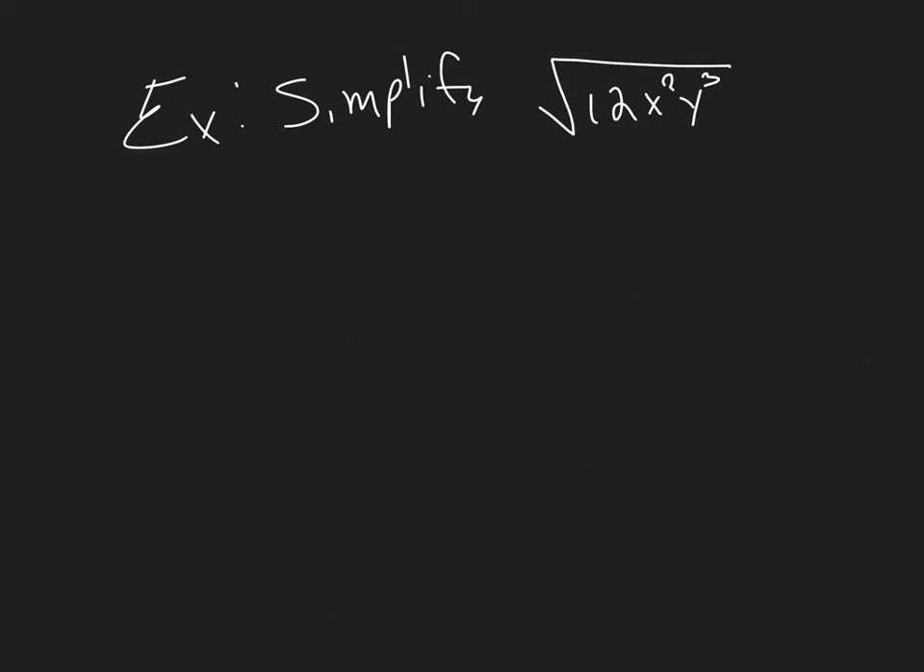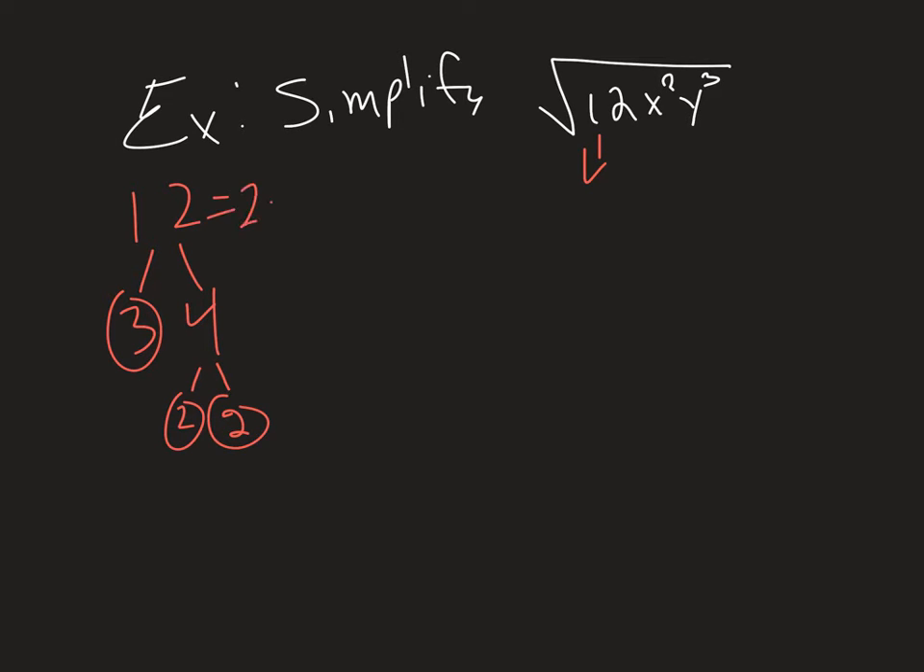So let's look at another example. Let's look at one where we have some variables. We have the square root of 12x squared y cubed. Now I'm going to rewrite this using prime factorization for the 12 first. So we're going to make a little factor tree for that. I'm thinking 3 and 4 multiply to make 12. 3 is prime, 4 is not, so I'm going to keep going on that one. 2 times 2 makes 4. So that means 12 is equal to 2 times 2 times 3.